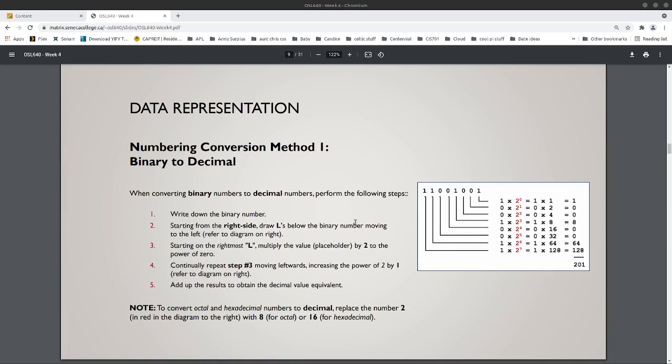So let's look at one method here. Converting a binary to a decimal number. Your steps are, first you should write down the number. And then starting from the left side, well, we can do things this way. I don't like this method. I'm going to tell you the way I do it.